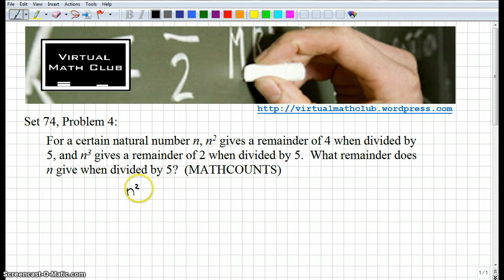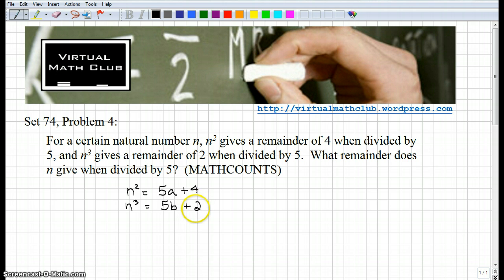So n squared gives a remainder of 4 when divided by 5. That means it's a multiple of 5, I'm just going to call it 5a, with 4 extras. So it's a multiple of 5 plus 4. And n cubed gives a remainder of 2 when divided by 5, so it's a different multiple of 5, plus 2.